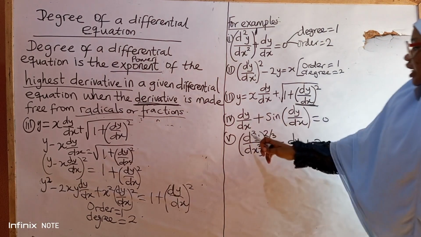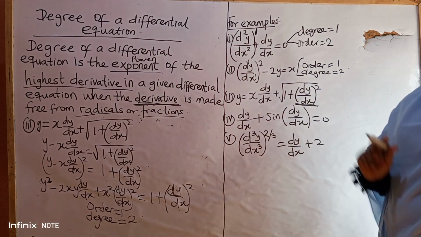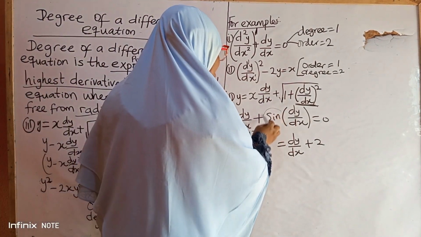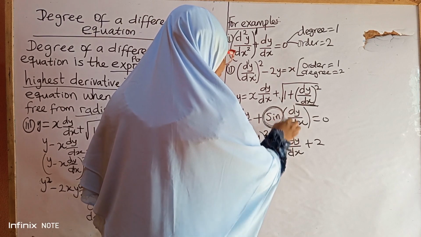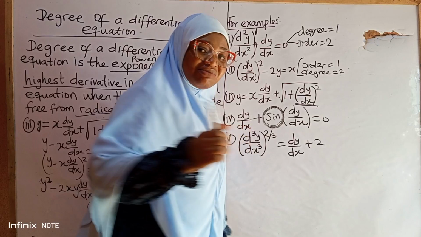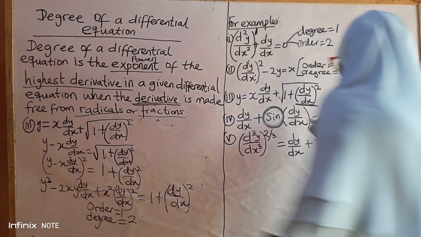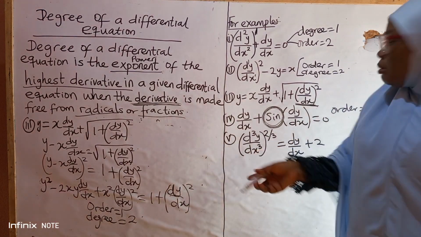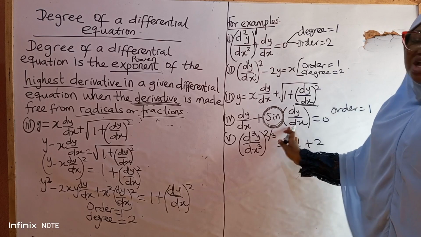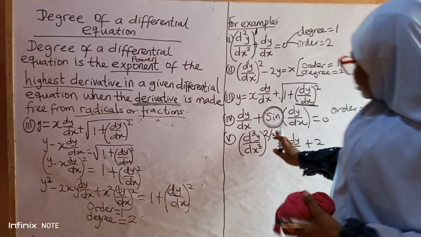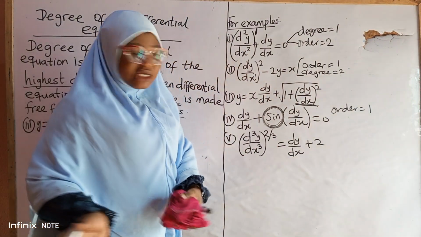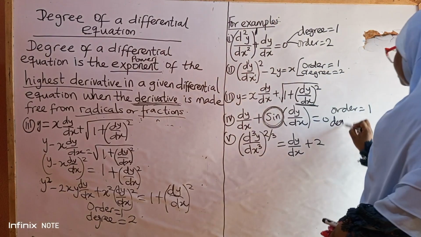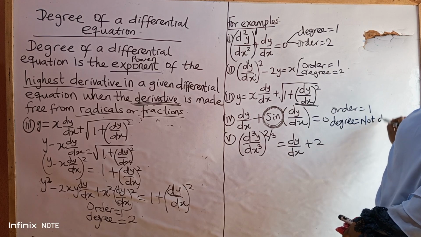Number 4: dy/dx plus sin(dy/dx) is equal to 0. I told you the derivative has to be in polynomial form, and our polynomial form cannot have sine, cannot have any trigonometric function, cannot have sine, cannot have tan, and so on. So here we can see that the order is 1, but the degree cannot be defined because this derivative is not in polynomial form. If we can find a way to eliminate this sine, then we can go ahead. But for this example, there is no way we can eliminate this sine. So we can now say that the degree is not defined.